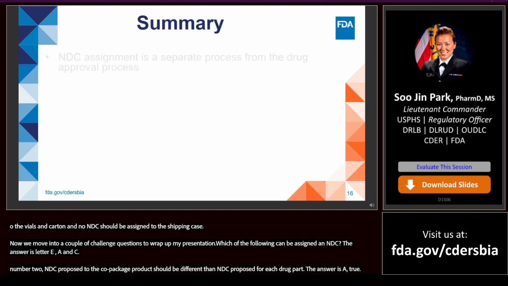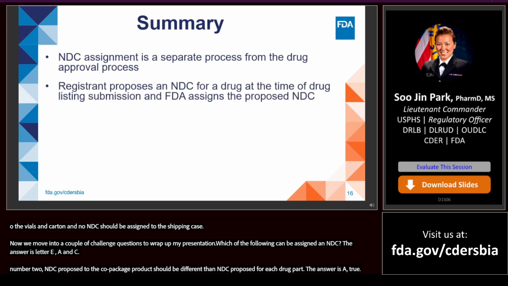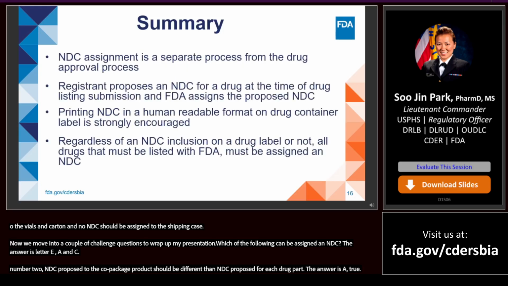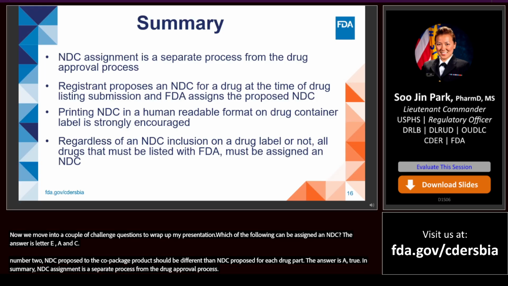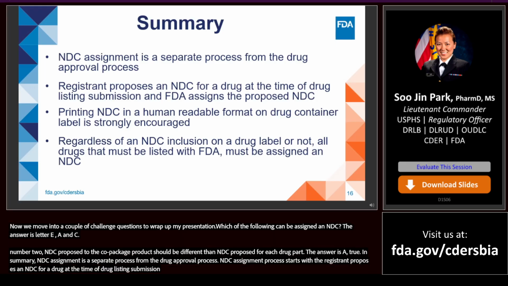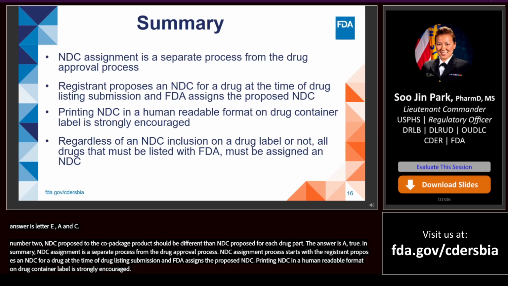In summary, NDC assignment is a separate process from the drug approval process. NDC assignment process starts with the registrant proposing an NDC for a drug at the time of drug listing submission, and FDA assigns the proposed NDC. Printing NDC in a human-readable format on drug container label is strongly encouraged. And regardless of an NDC inclusion on a drug label or not, all drugs that must be listed with FDA must be assigned an NDC.